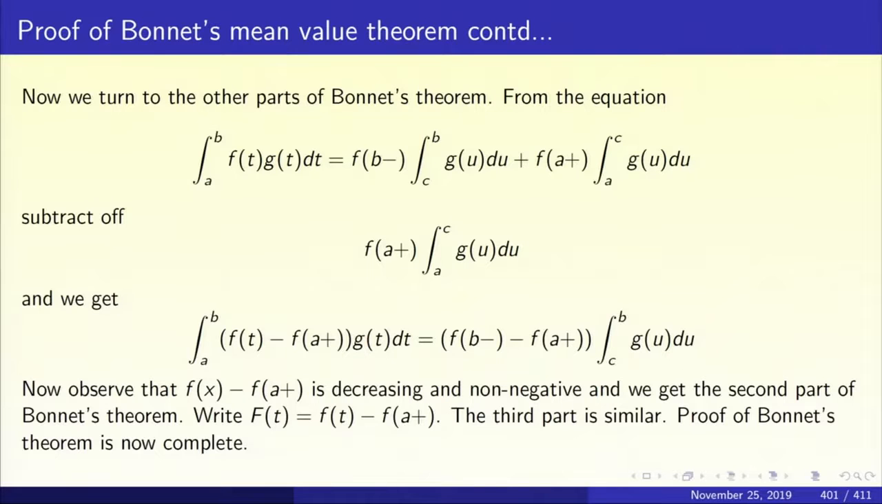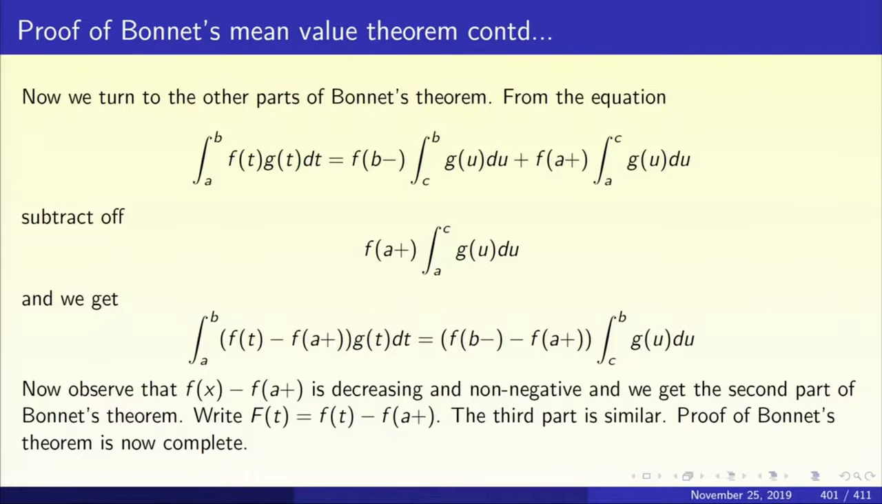So in other words, the f(a) plus term is gone from the right hand side. The left hand side, what have I written? I have taken this subtracted term inside the integral: integral a to b of f(t) minus f(a) plus, into g(t) dt. But remember that what I am subtracting off is an integral from a to c, and on the left hand side I have an integral from a to b. So I have actually subtracted more than I am supposed to. So I readjust it on the right hand side by subtracting the same thing. So I get f(b) minus f(a) plus, times integral c to b g(u) du. That's how I get the f(b) minus f(a) plus term.